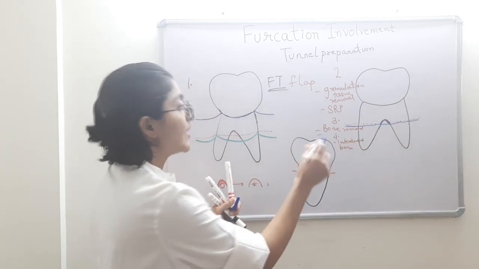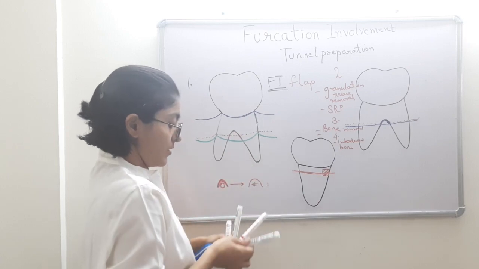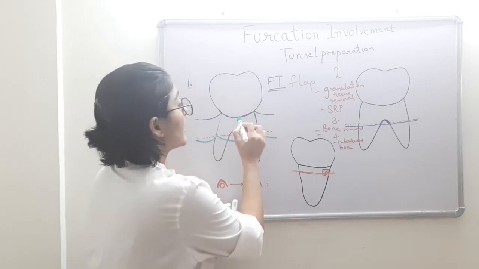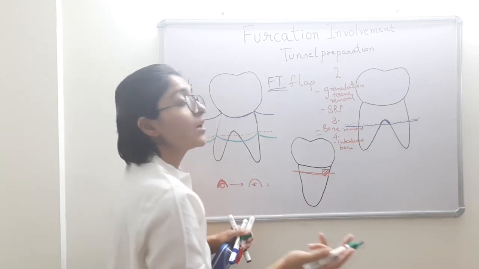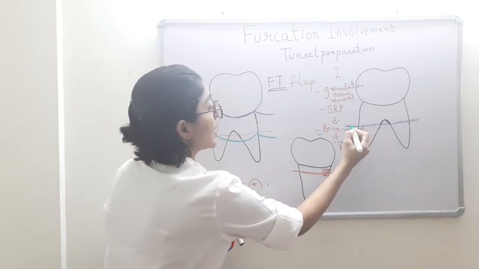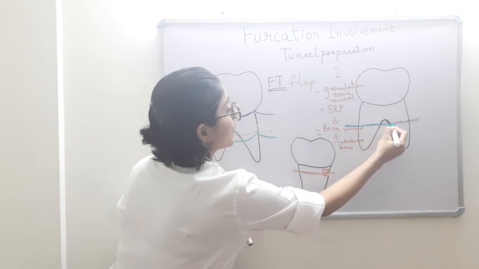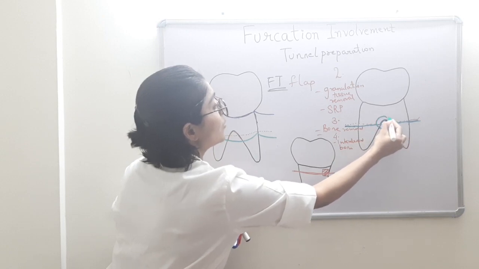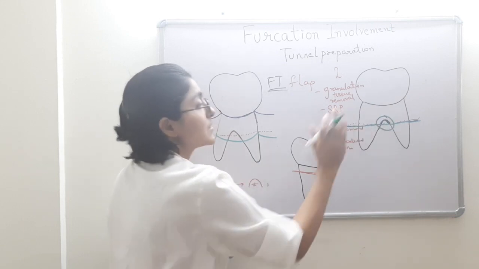And then the final step is going to be the flap margin positioning. With the green color, we will denote the flap margin, which was earlier at this level in the blue color. Now the flap margins are post-operatively apically repositioned at the level of this newly created alveolar crest height. So onto this height we have our flap margins.